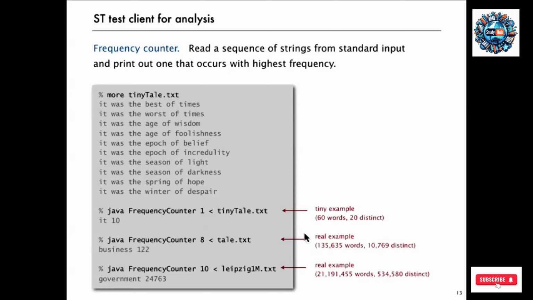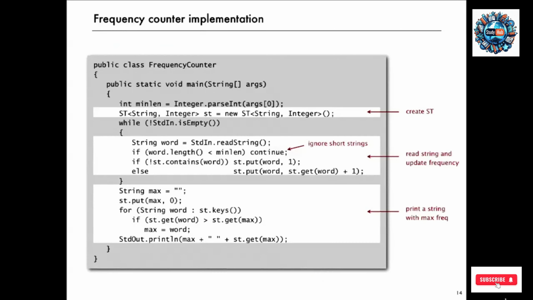And we'll want this client to work well for huge data sets. So Leipzig is a data set from the web of 20 million words, about 500,000 distinct ones. And in that corpus, the word government appears about 25,000 times. So if you have a quadratic time algorithm for implementing symbol tables, or linear time for each operation, you're not going to be able to run this client in a reasonable amount of time for a big amount of data. So that's the client that we're going to use for analysis.